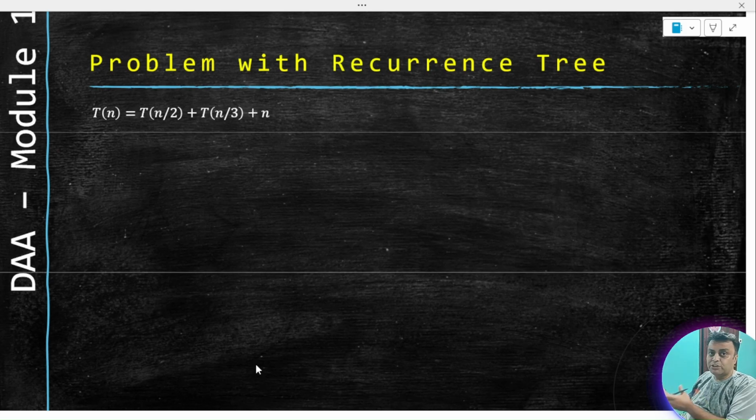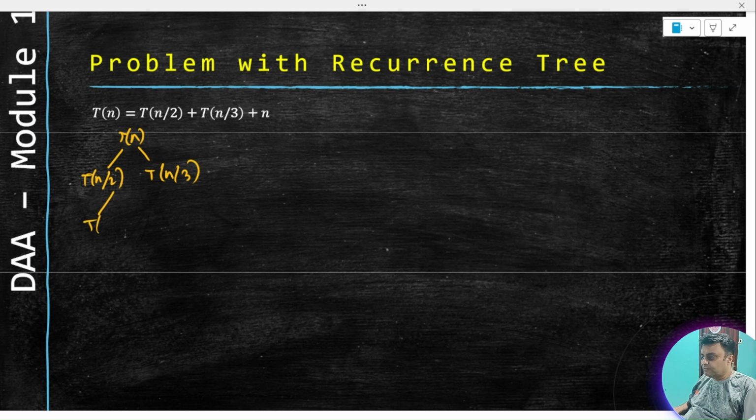Right? N by 2 on one side, N by 3 on another side. So what do you get? You get something like, let's say Tn will divide to Tn by 2 and Tn by 3, and this will divide to Tn by 4 and Tn by 6, and this will divide to Tn by 6 and Tn by 9, and this will go on.